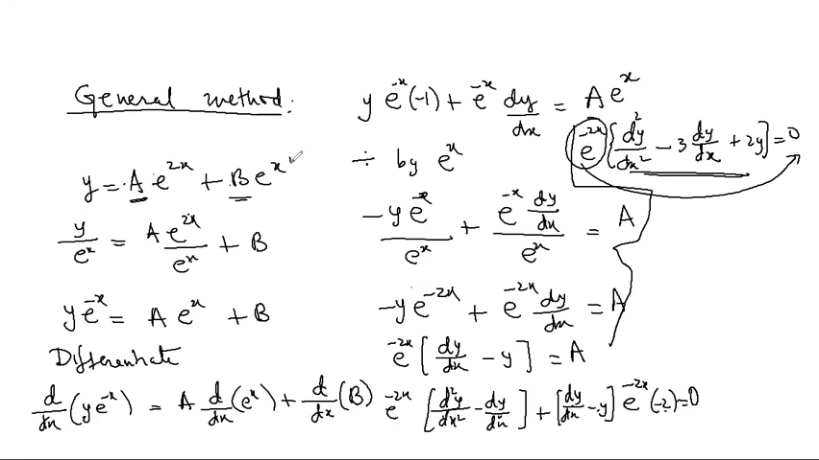Like here, whatever the coefficient of b, divide by that and then differentiate. Automatically the arbitrary constant will get eliminated and you get the answer. This is a generalized method. So what is a general method?